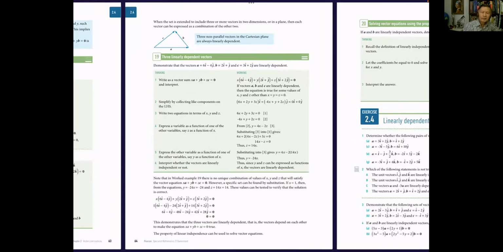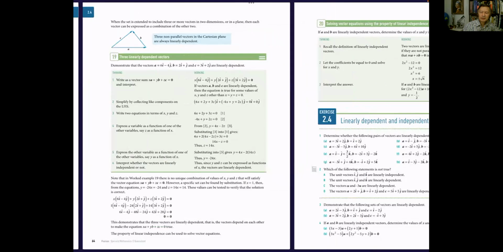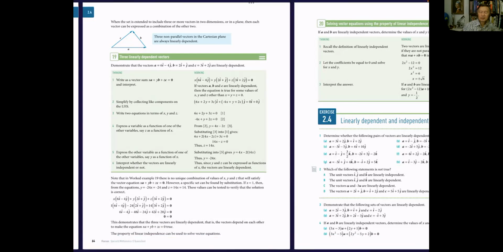Dependent, yeah, that's by definition. That's just dependent and independent. So they have some criterion for whether two vectors are linearly dependent or not.